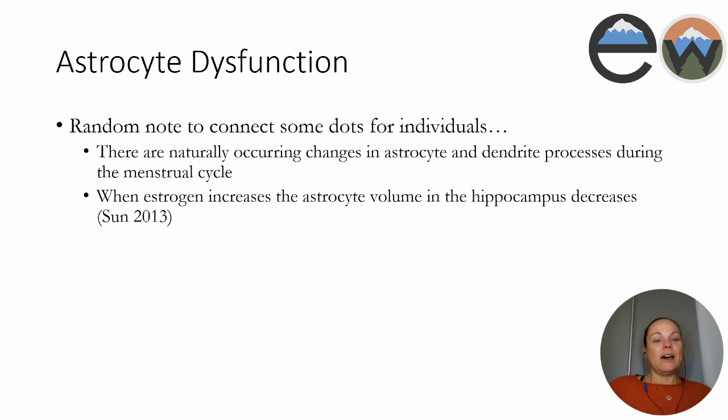And I'm going to throw some random stuff in there because I think it's interesting. I think astrocytes are fascinating. And what they did find is that there's actually this naturally occurring change in astrocyte and dendrite processes during the menstrual cycle. So when estrogen increases, the astrocyte volume in the hippocampus decreases. So just to note that we do have hormonal fluctuations that influence astrocyte activity as well.